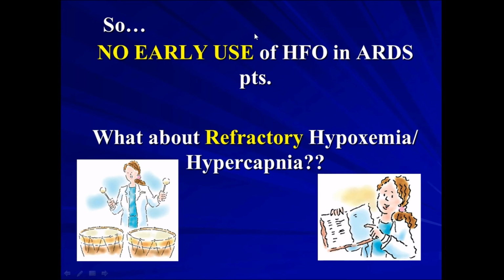So, no early use of high frequency oscillation in ARDS patients. What about refractory hypoxemia and hypercapnia? You have a patient on conventional mode. He failed, he has refractory hypoxemia. His saturation is less than 90 with FiO2 100 and high PEEP. It might be an option to shift him to high frequency, and this is one of the options. Any study about that? Right now there is no study to support or to refuse.